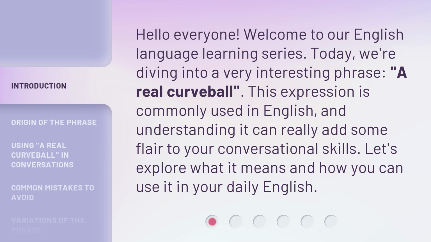Today, we're diving into a very interesting phrase, a real curveball. This expression is commonly used in English, and understanding it can really add some flair to your conversational skills. Let's explore what it means and how you can use it in your daily English.